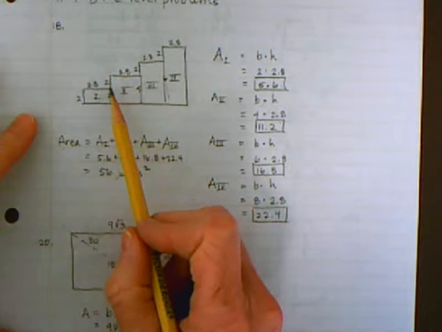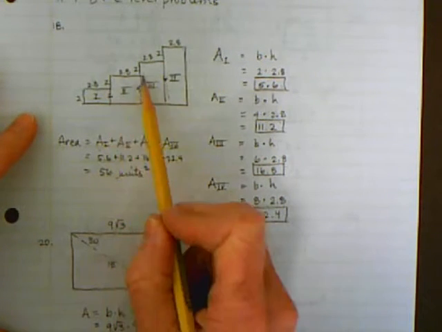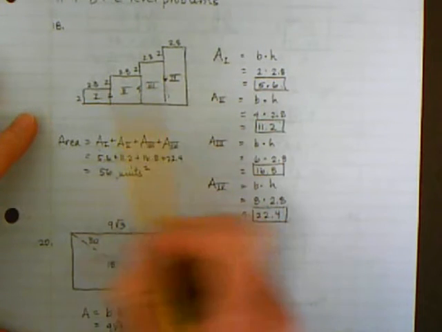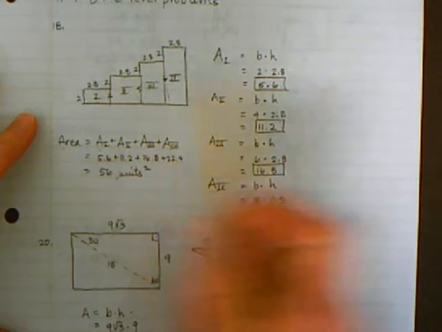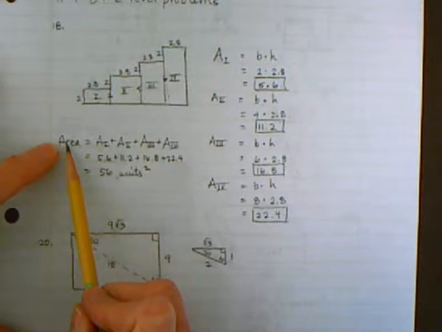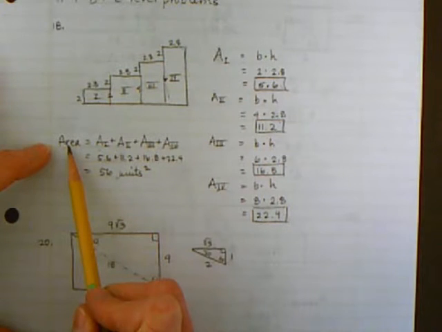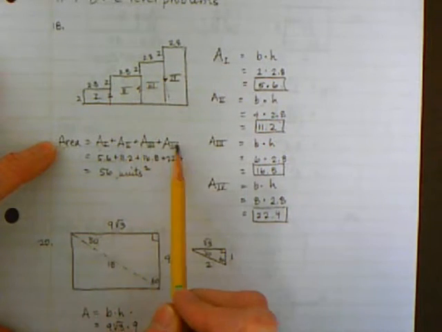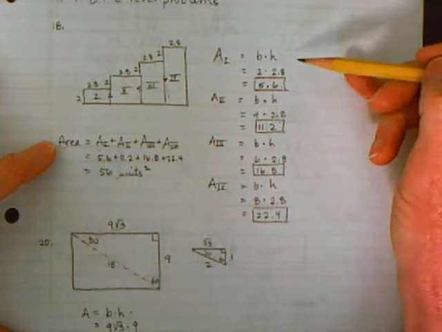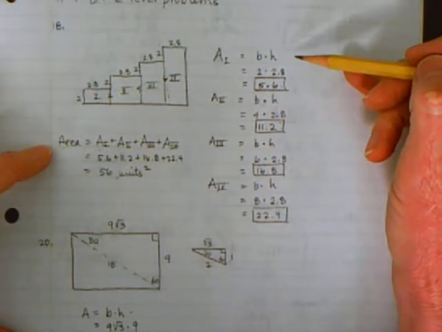I just drop this perpendicular here, drop this one here, drop this one here. So I label this region 1, region 2, region 3, region 4. In order to find the area of the entire figure, I just add up the area of the individual regions. The area of the whole thing is area 1 plus 2 plus 3 plus 4. So this problem boils down to finding a whole bunch of little areas and adding them up.